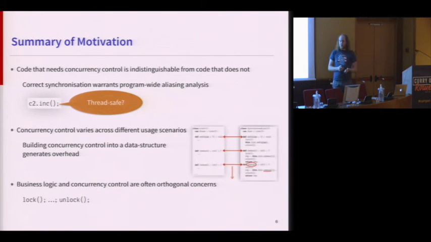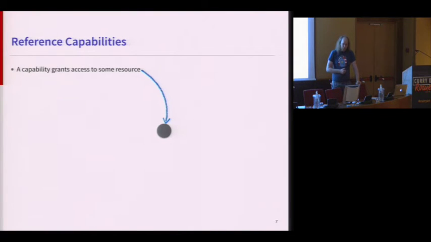And finally, an observation is that the business logic of a class and the concurrency control are often orthogonal concerns. So with these things in mind, let's see how we try to tackle these problems. So in general, a capability is a token that grants access to some resource.